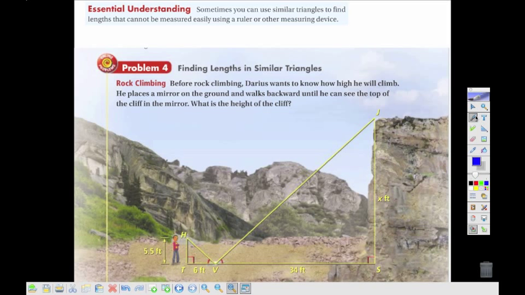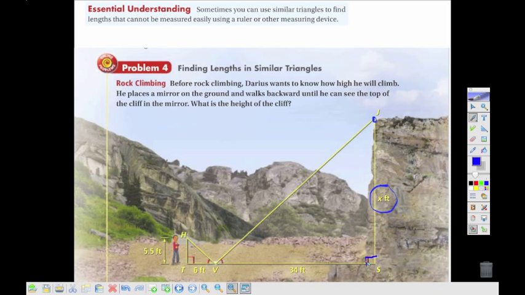Now these similar triangles can be used in practical problems. They can be used for something called indirect measurement. So in this problem, this guy here wants to know how tall this cliff is. Now it'd be very difficult for him to take a tape measure and go measure the side of this cliff. So we're calling this side X.